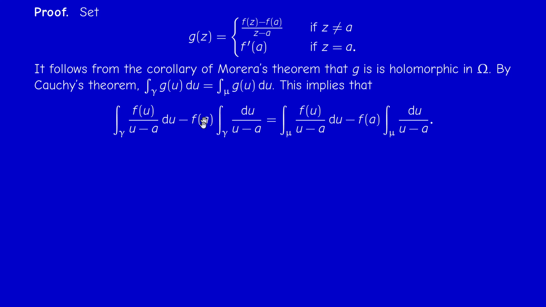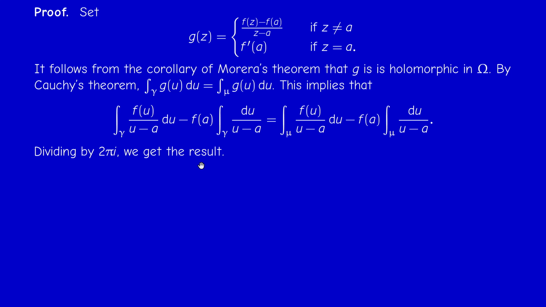And since f of A is constant, does not depend on u, I can put it outside the integral. So the left-hand side here is just the first integral, and this is the second integral. Okay, and we did something similar. But now we are almost done, because this integral has a name. It's 2 pi i times the index. Same thing for here. So when we divide by 2 pi i and do the difference, we get the result.